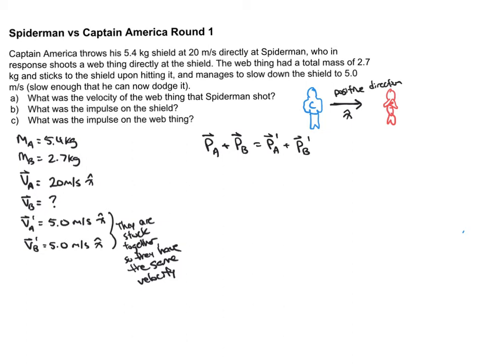Okay, so starting momentums. 5.4 kilograms at 20 meters per second. 2.7 kilograms at the unknown velocity. And then after the collision, I'm going to do it like this: the total mass, since both of them are stuck together, is moving at 5 meters per second in the positive direction. Okay, so that's how I can write it out, and then I'm solving for VB.